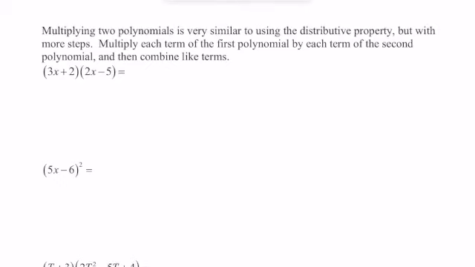One way to look at multiplying polynomials is to think of using the distributive property multiple times. You take each term of the first polynomial, distribute it to the second polynomial, and then after completing that, you combine the like terms that might be there.